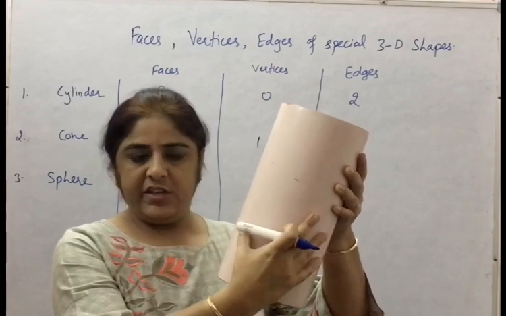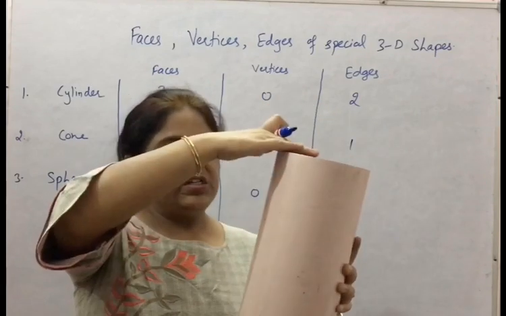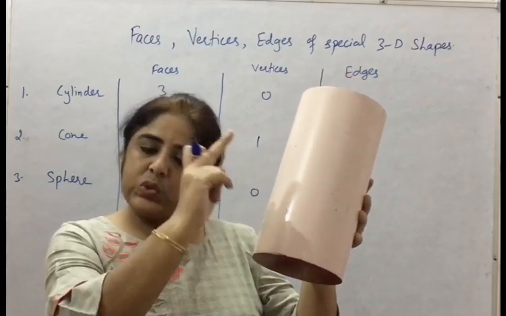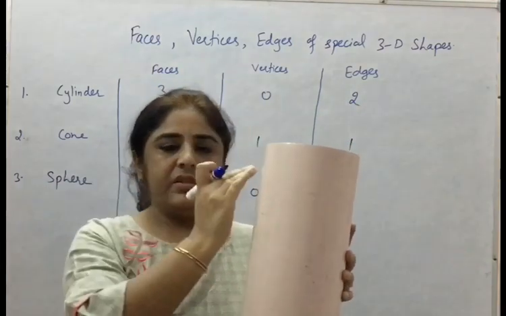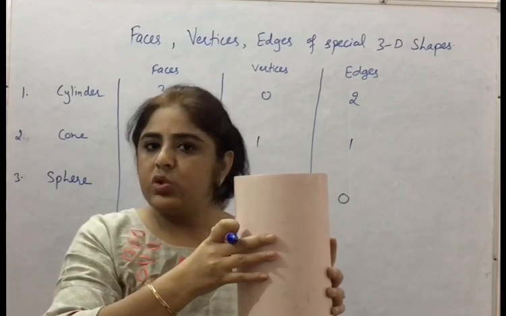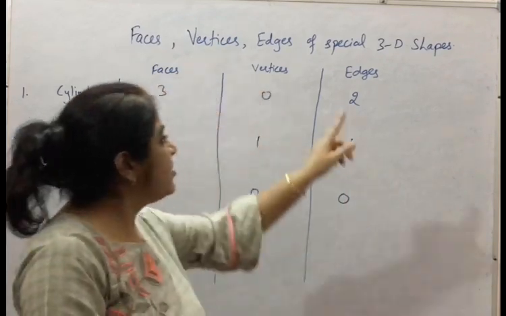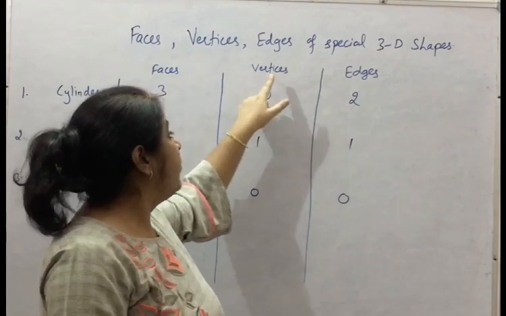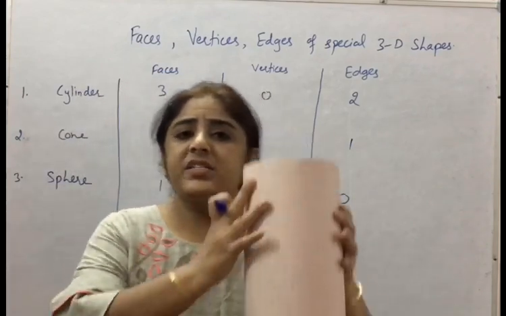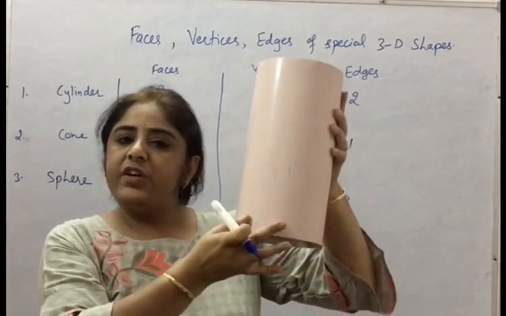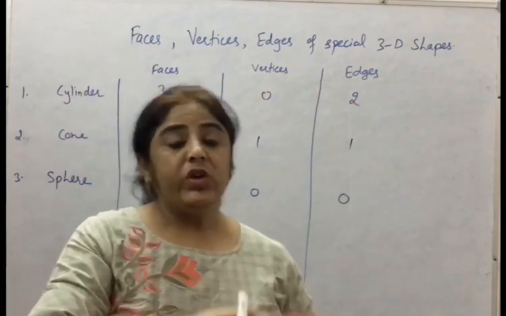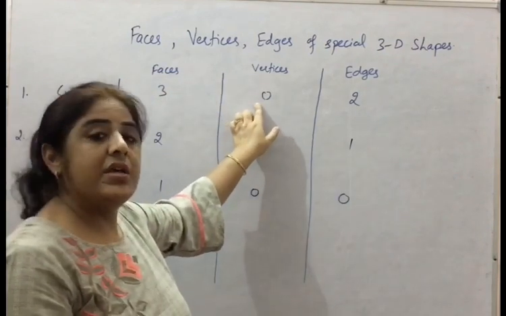See, we have 3 faces. One is this, one is this, one is this. Where this and this face meet, that is called an edge, means one edge. Where this and this face meet, that is also called an edge. It means how many edges does it have? 2 edges. So it has no vertex. Get it? Because here the edges are not meeting. One edge would be here and one edge would be here. So we are not getting a place where edges meet. So it means we have no vertex for a cylinder.